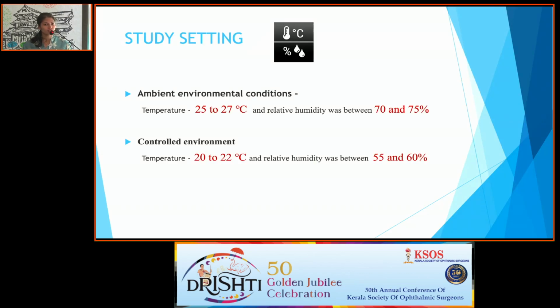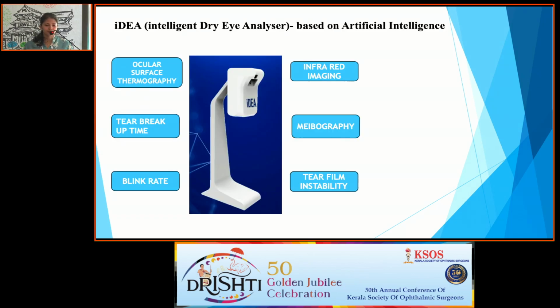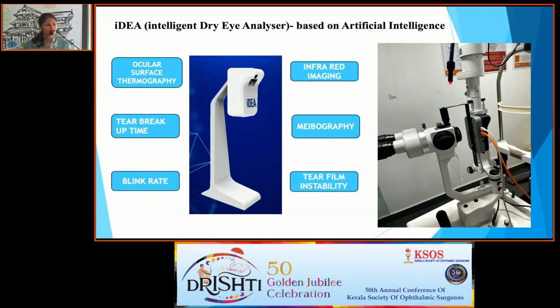So we studied our patients in two settings: the ambient environmental temperature, that is 25 to 27 degrees with relative humidity of 70 to 75%, and the control temperature of 20 to 22 degrees with relative humidity of 55 to 60%. This is a novel device which is based on artificial intelligence and machine learning. It has two versions. One is a standalone version on the left, and on the right you can see the slit lamp clip-on version. This machine analyzes the ocular surface thermography.